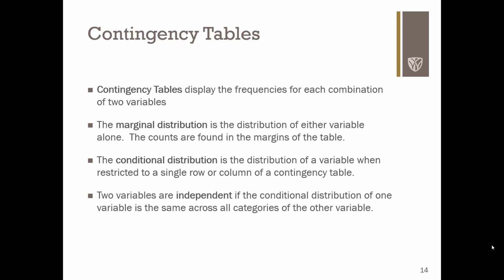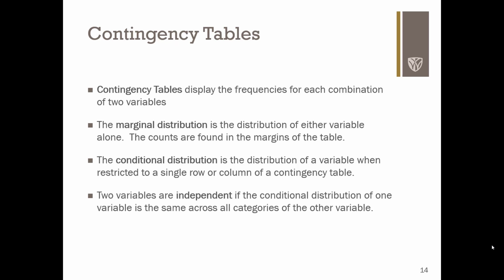First, the marginal distribution is the distribution of one variable or the other. So if we simply look at the frequency of occurrence of variable A, typically found either along the row total or the column total, or we can look at how frequently the values of variable B occur separate from variable A. A conditional distribution says let's focus in on a single row or column.